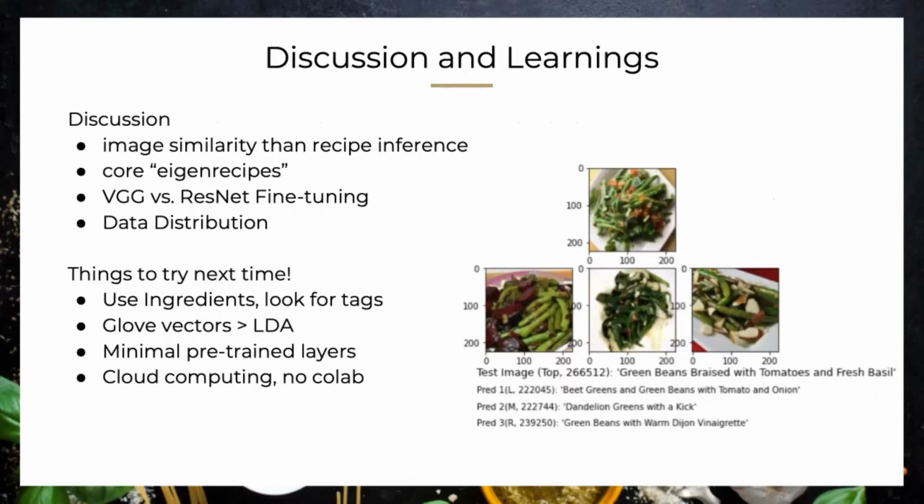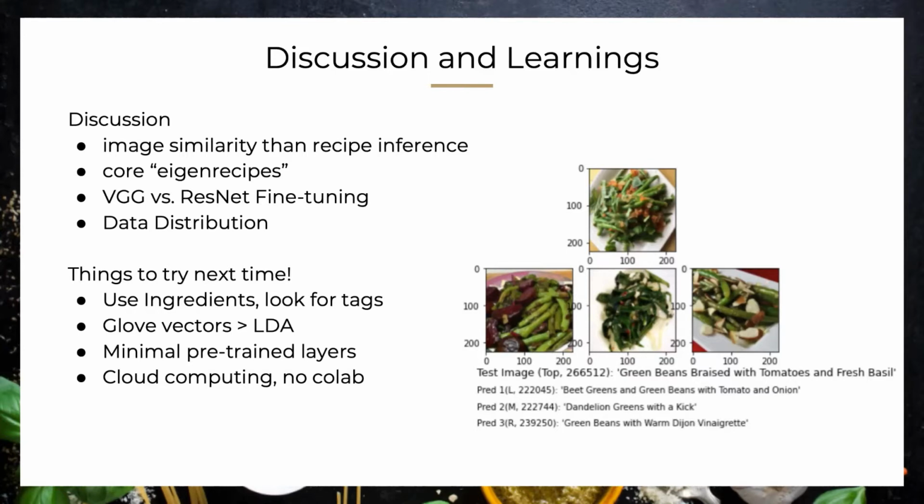So what are some things that we came out with? We realized that our model weighs image similarity a lot more than the actual recipe title inferencing. And some of our model outputs appear a lot more frequently, such as the chocolate cake, as you've seen before, appearing in about 15% of the outputs.